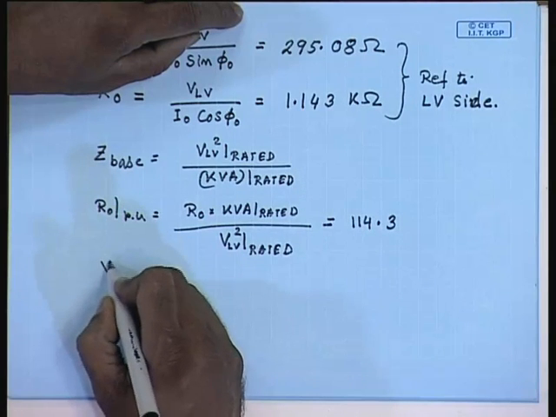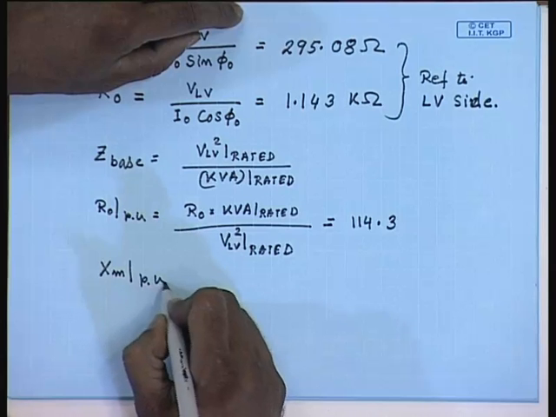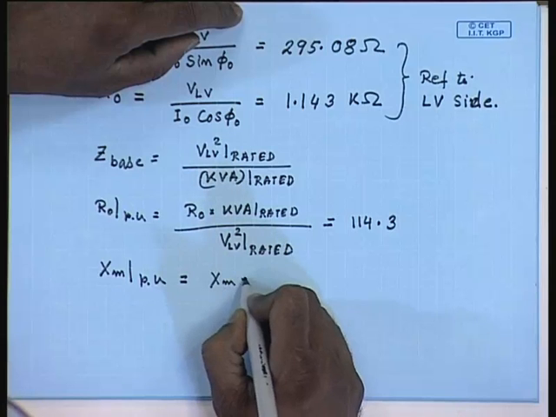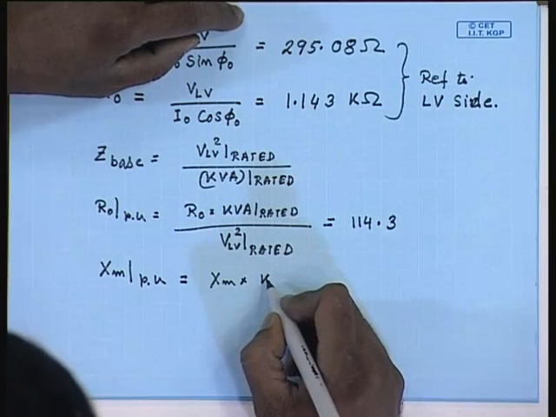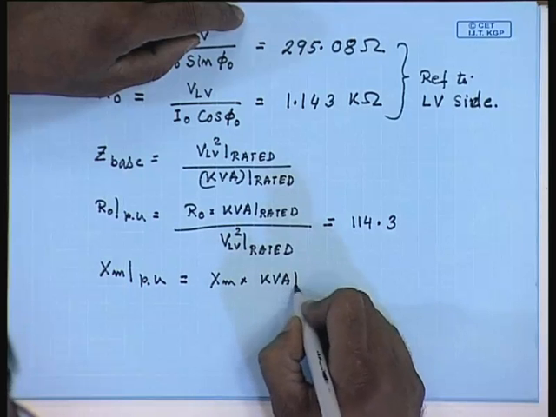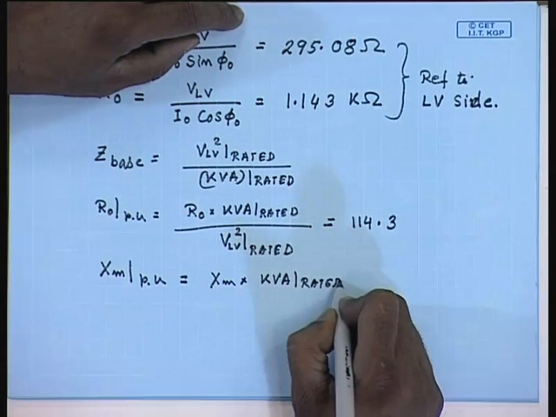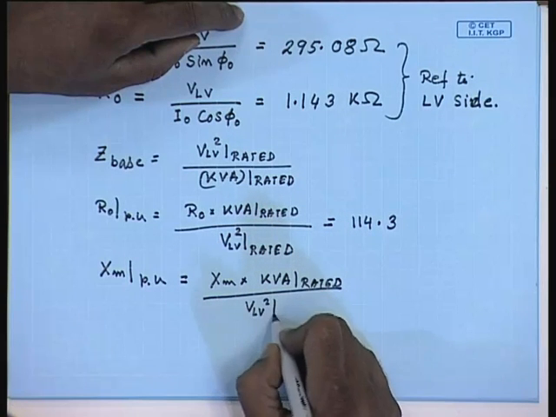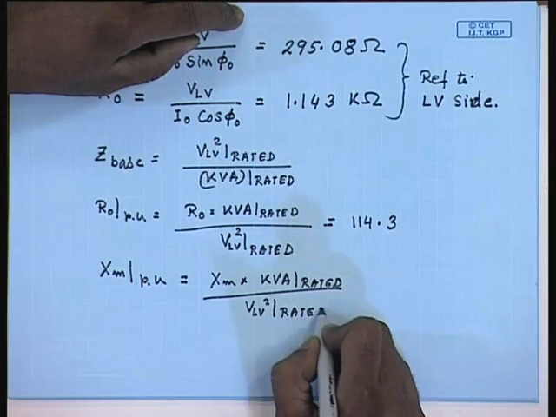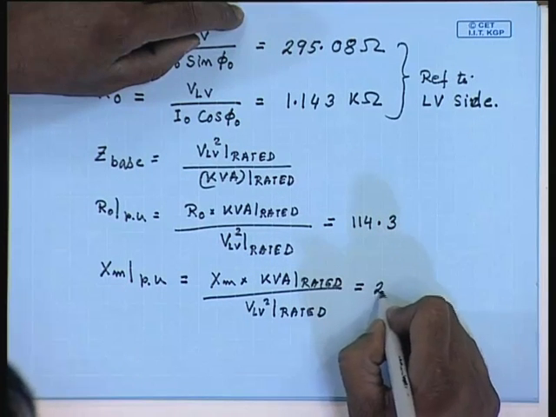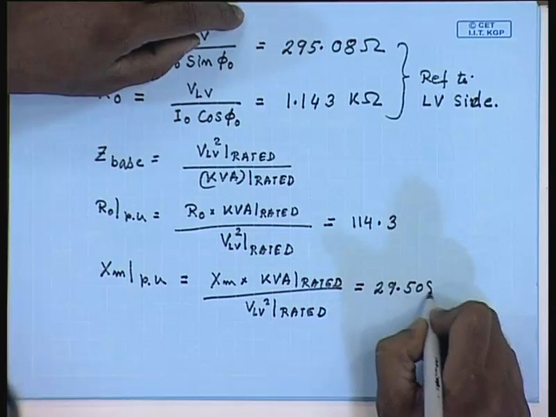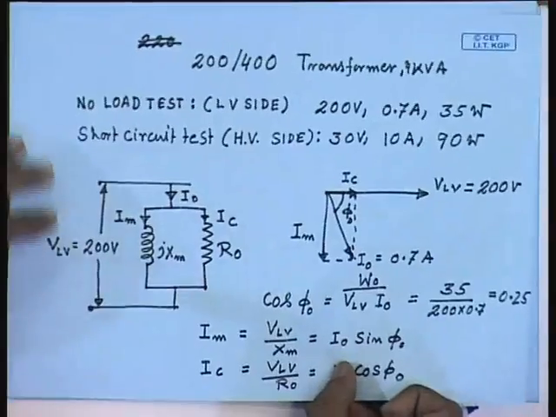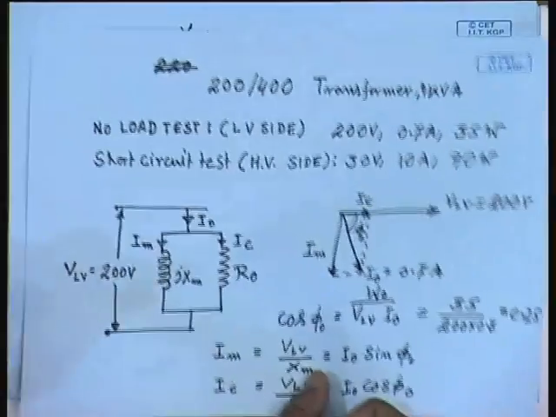Similarly, by the same formula, XM PU equal to XM into kVA base, rated kVA, divided by the LV rated voltage square. This comes to 29.508. So, we have seen how to find out the shunt parameter branches of the equivalent circuit and express them in per unit.